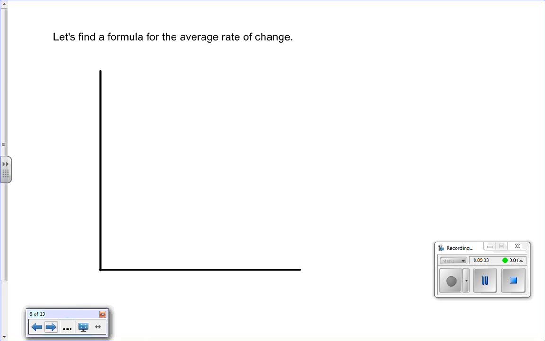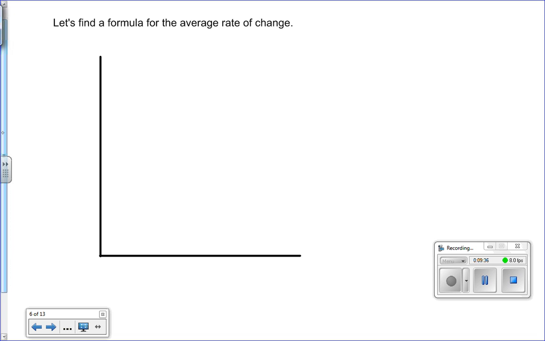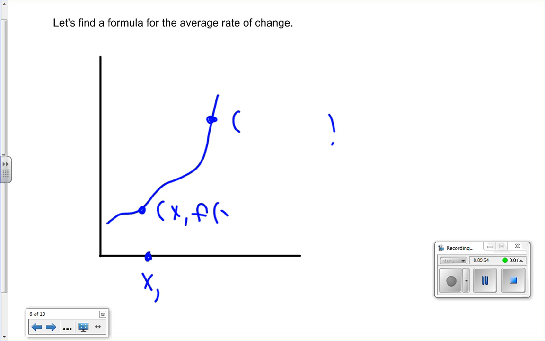Now, let's look at this in general. All right, let's take a look at rate of change in general. So what we have to do is take some function, it doesn't matter, and let's take 2 ordered pairs. What we want to do here is call this the point x, f of x. And so the average rate of change is actually a straight line connecting these two, and we're going to find the slope of that line.